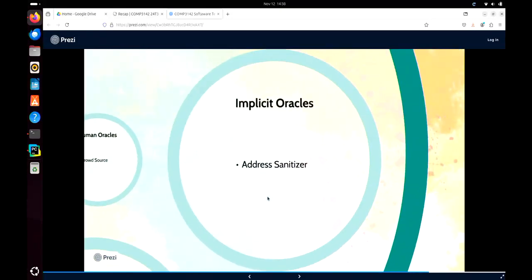And after that, we learned about implicit oracles. A derived oracle is particular to the testing target, as we just learned. An implicit oracle is a testing oracle which is applicable to almost all programs. For example, if a program crashes, then it means there's something wrong. And the key of implicit test oracles is sensitivity.